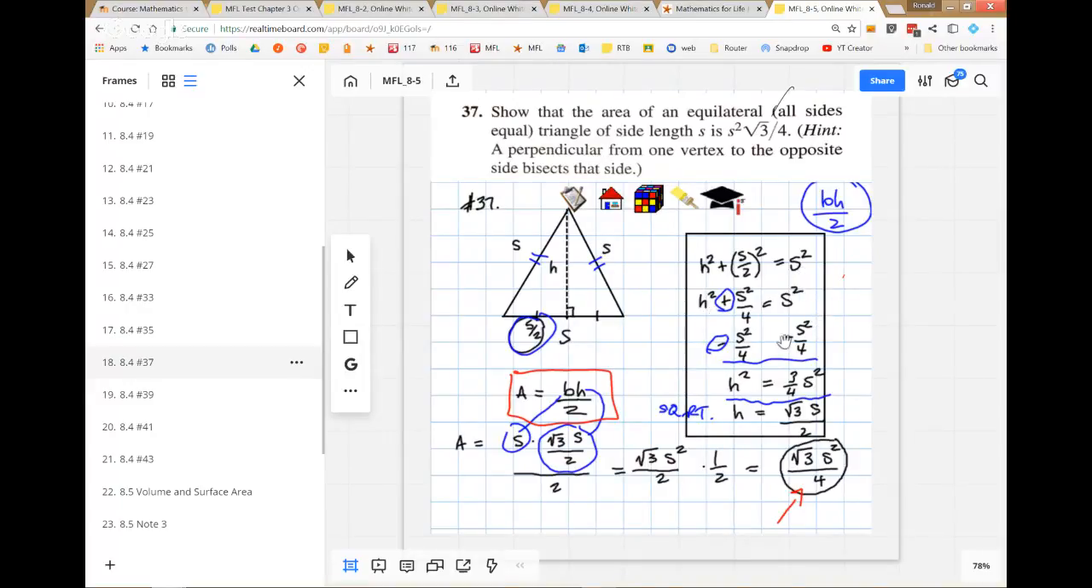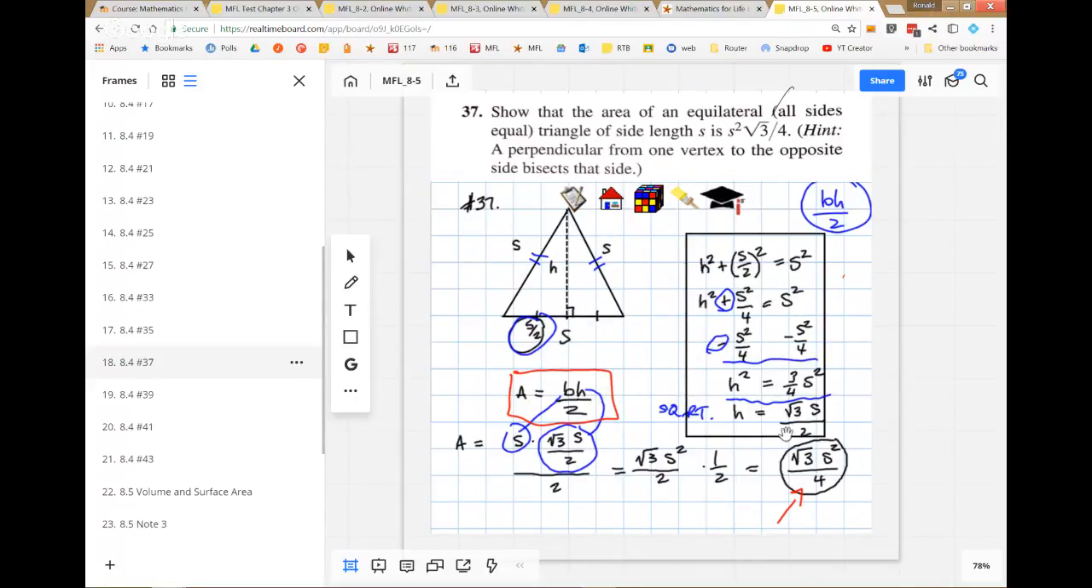Well, then what I did is I took this and I worked it out and I solved for h. I don't know if we have time to do that, but anyway, h comes out to, see away at the bottom of this box, the square root of 3 times s all over 2. That's that. We just found out what h is in terms of s.